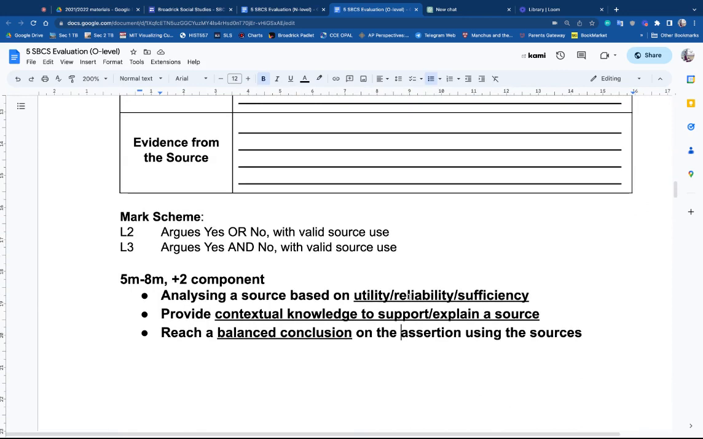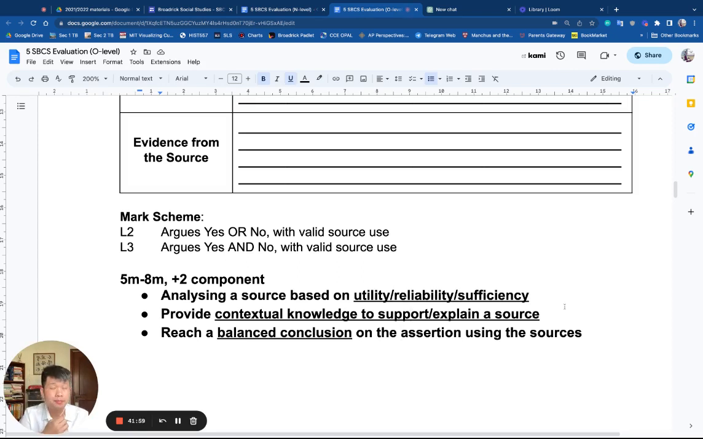Take this down on your notes for O-level students. I'm going to show you the first route and the third route. The second route is a bit tricky. It always depends on the source and the case study. We can't really prepare you for this, right?